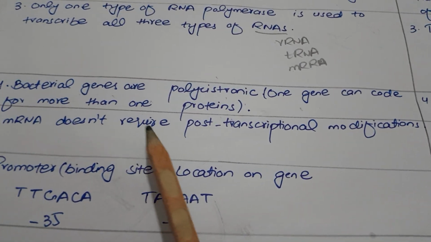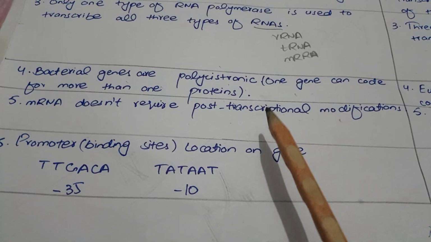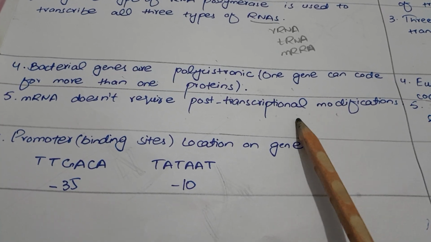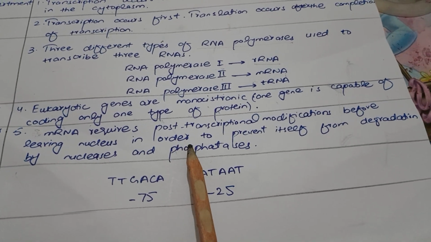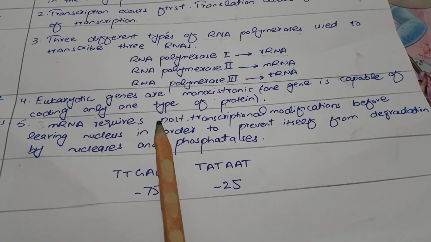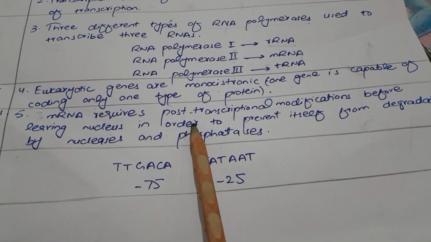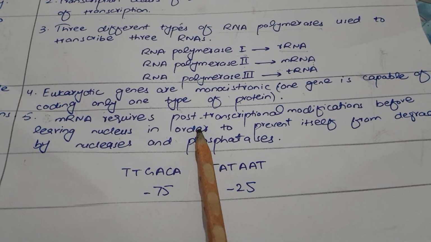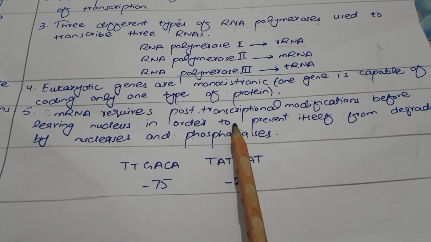Then, in prokaryotes, messenger RNA doesn't require post-transcriptional modifications. Why? Because transcription and translation occur in the same compartment, in the cytoplasm. But in case of eukaryotic transcription, messenger RNA has to move from the nucleus to the cytoplasm, and in order to prevent itself from degradation, from destruction, it adds a cap at the 5 end, it adds a tail at the 3 end, as well as it goes through the process of splicing.